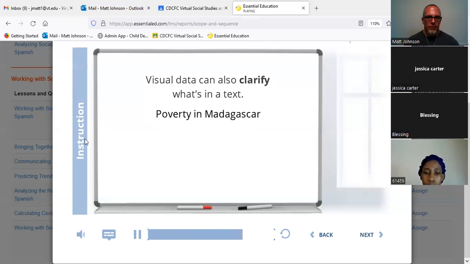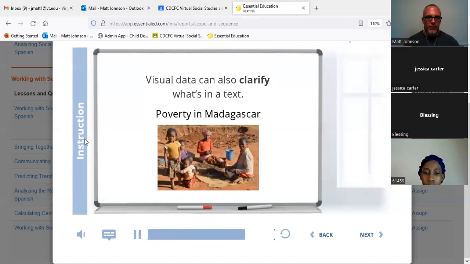But like they say, an image is worth 1,000 words. Photos from Madagascar can show you firsthand how people live and some of the challenges they face. Visual data can give you a better understanding of what the text is trying to tell you. Think you got this? See if you can identify how visual data might extend or clarify a text.